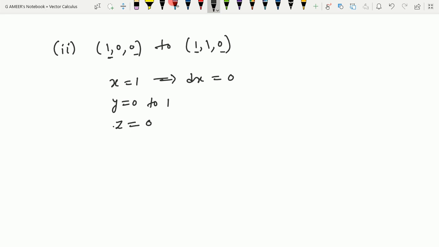Z is 0. Then again in this integral we have integration Fx dx plus Fy dy plus Fz dz.